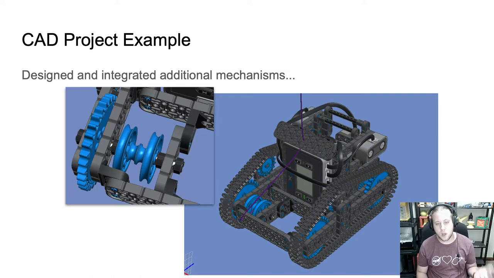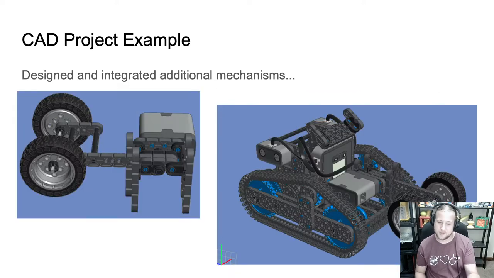Then once we were happy with the overall chassis, we were able to start designing and adding other features. So this was like a winch. The robot lowered itself down through a hole on a string. So we designed this winch in CAD before it went on the robot, to make sure everything would fit and all the parts would go together the way we wanted. We could design additional features.